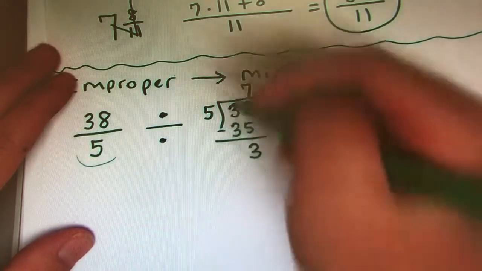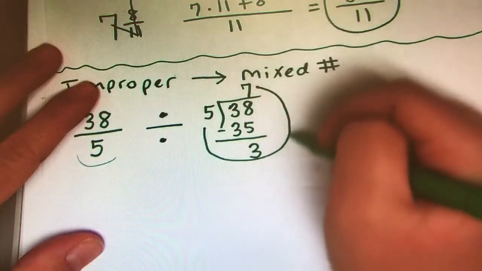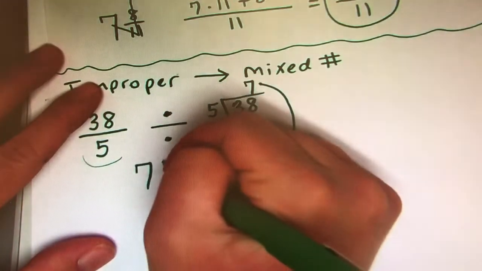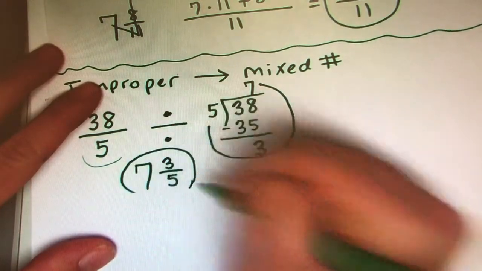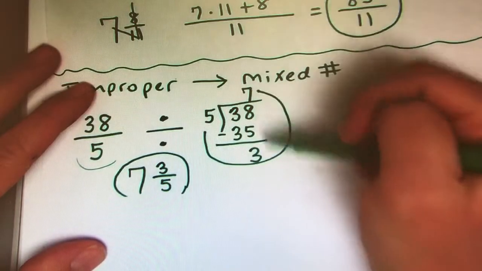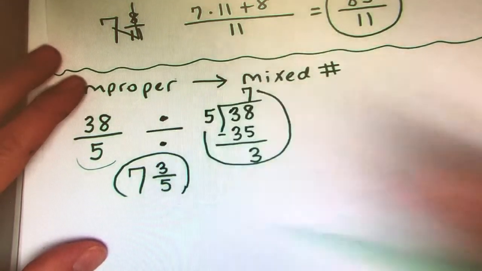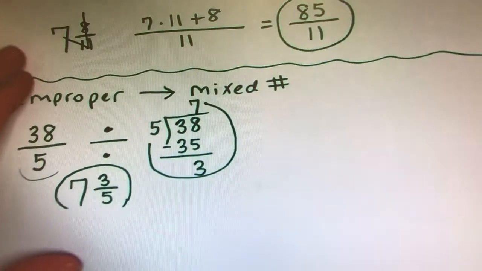But here's a little trick to do it. We start at the top and go around the clock. So my answer is 7 and 3 fifths. Circle that there. Okay, it divided 7 whole times. There were 3 pieces left over. What kind of pieces are they? Fifths. So that's how we got 7 and 3 fifths. Let's do one more.